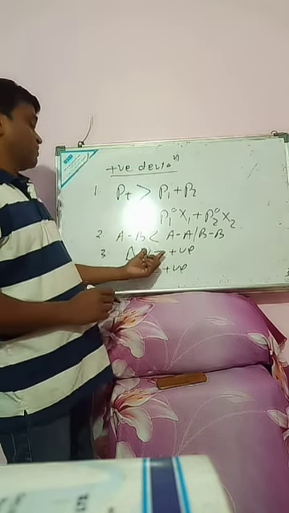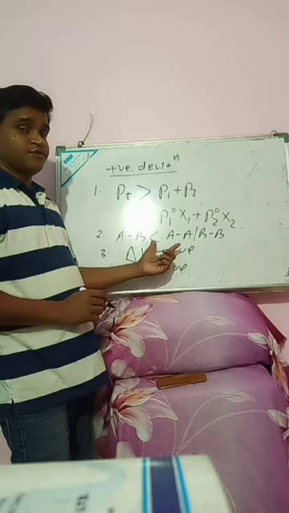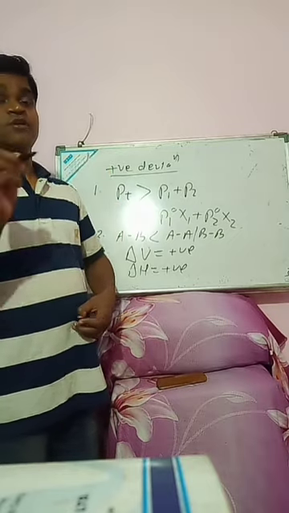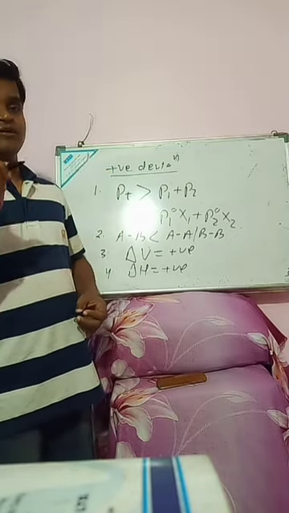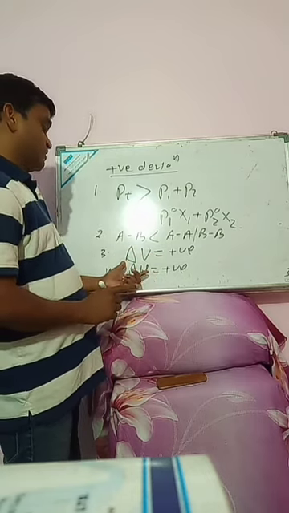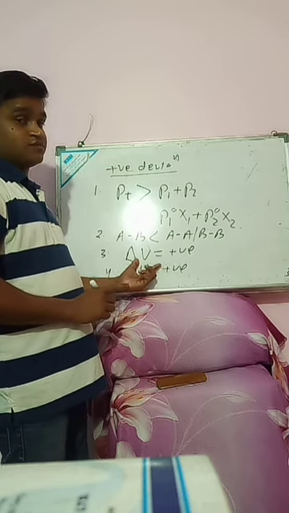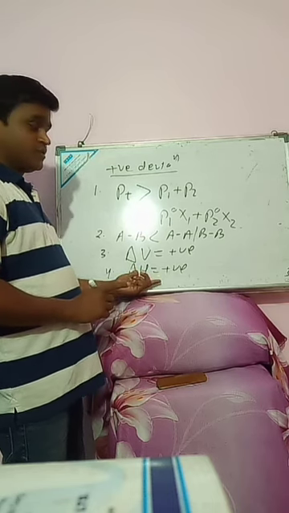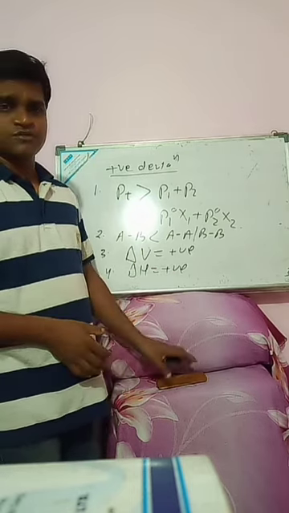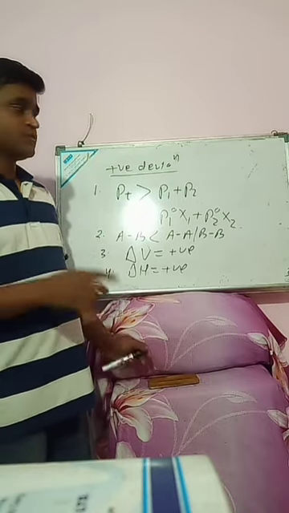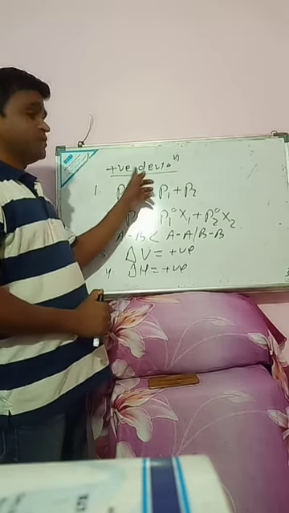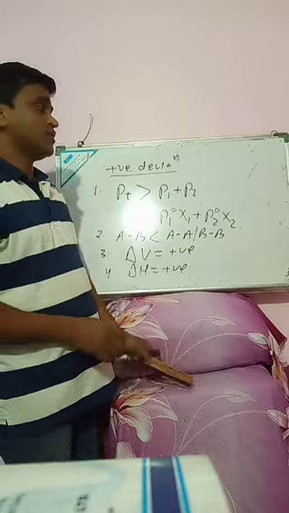So what is the meaning of delta V positive? Delta V positive means the volume of the solution is greater than the sum of the volumes of the solute and solvent. As the volume increases, the change in volume is positive. As energy is absorbed during the preparation of the solution, the process is endothermic, so delta H is positive. So these are the four conditions for a solution to be a positive deviation non-ideal solution.